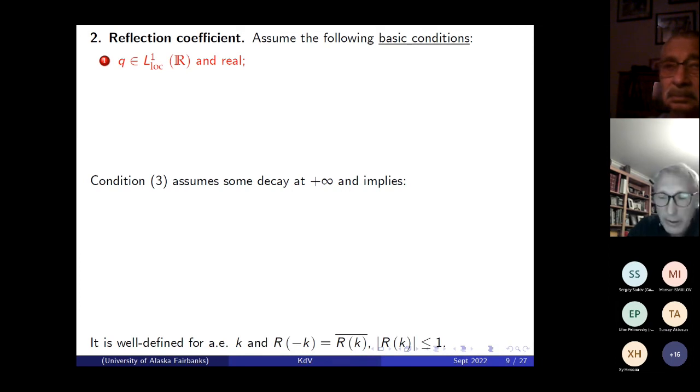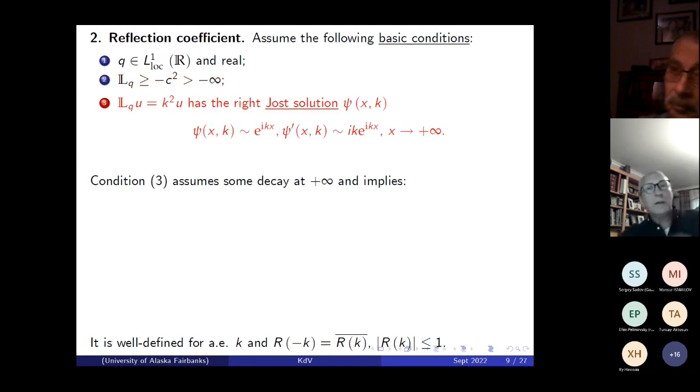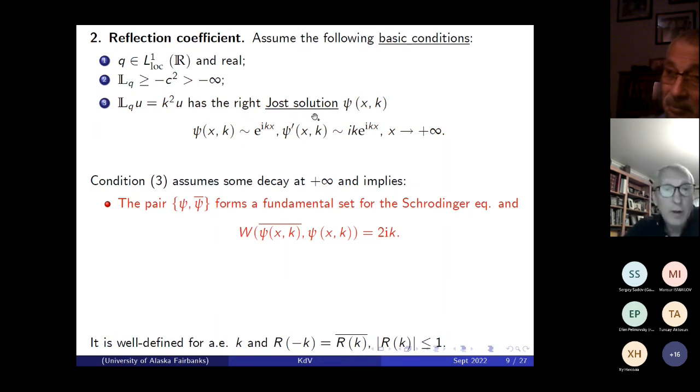Let me introduce first the basic conditions I'm going to impose on my Q, or initial data. That it's locally integrable and real. And then the corresponding Schrödinger operator is semi-bounded from below. That's to provide the unique existence of the Weyl solution. And decay at plus infinity, which will be stated as follows: the Schrödinger equation has the right Jost solution at plus infinity. It means that for large x, the solution behaves as a plane wave. And as I said, existence of the Jost solution at plus infinity assumes decay at plus infinity of the potential.